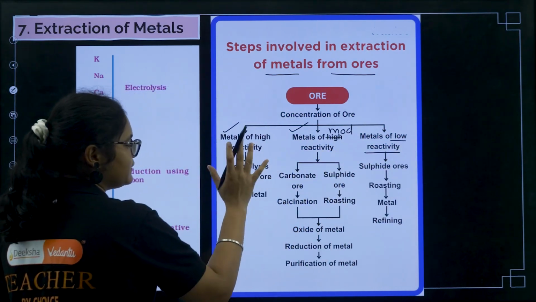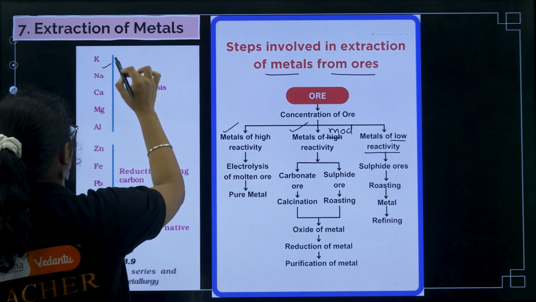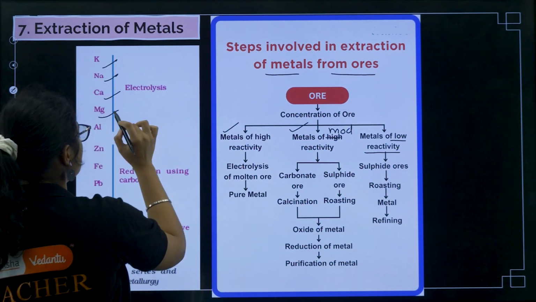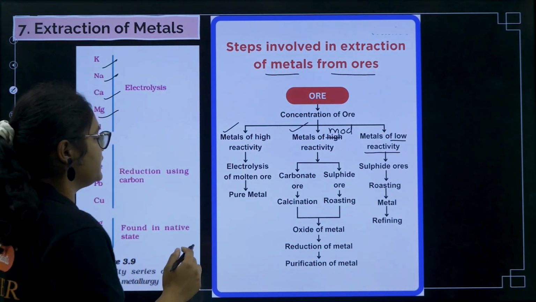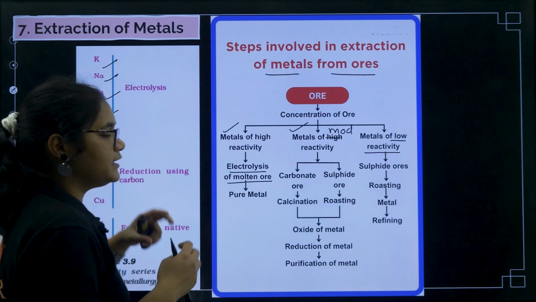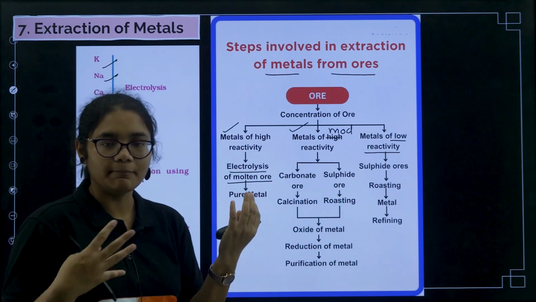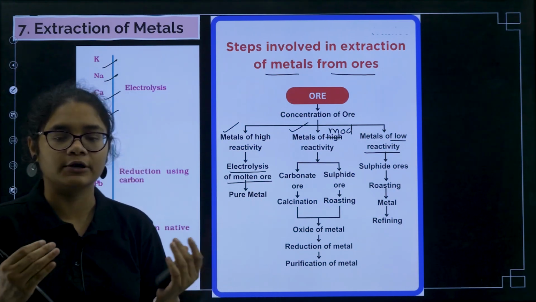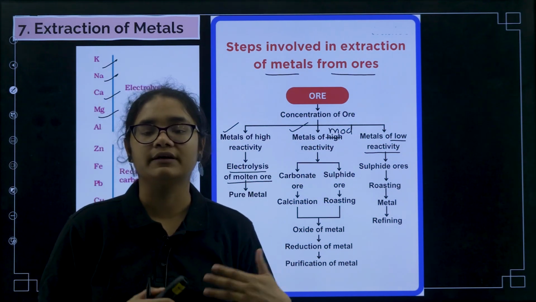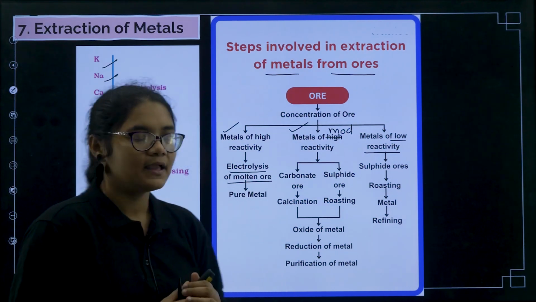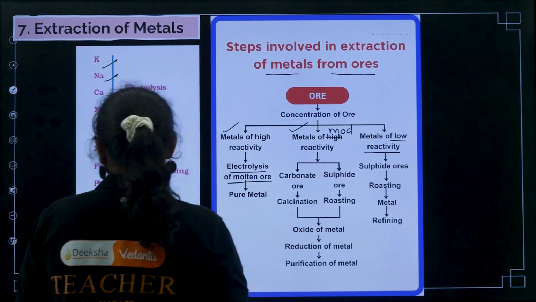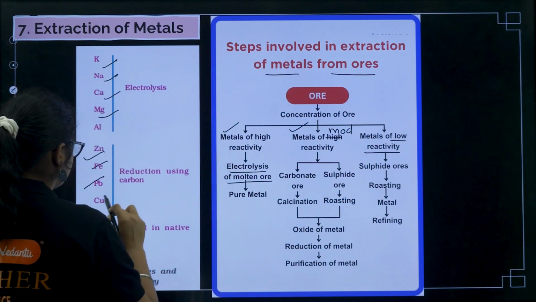For high reactivity metals, for example potassium, sodium, calcium and magnesium, these all are highly reactive metals. To get their pure form, you need to do electrolysis of the molten ore. Means their ore is melted, or converted into liquid form, and then we do electrolysis. Okay, and next, for the moderate reactivity metals, means zinc, iron, lead and copper.